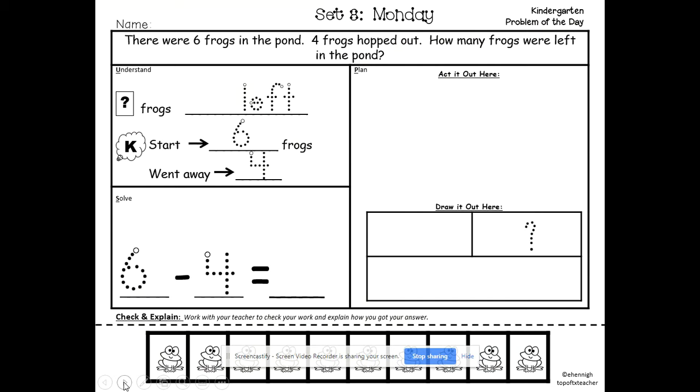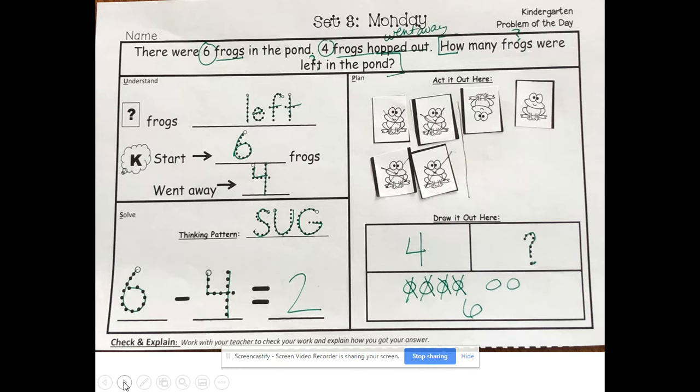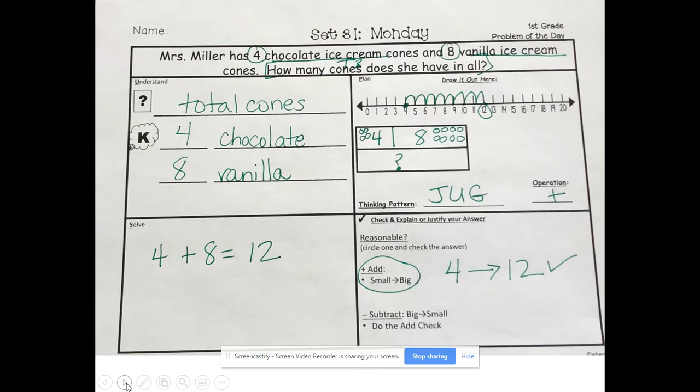This is what it might look like when they're doing subtraction in kindergarten or even the beginning of first grade. And you can see that some frogs, they're asking for frogs left. So it might look like this when they're done. And they were separating unequal groups instead of comparing or joining. They're separating two unequal groups because these 4 popped out. And so those are separated from the big group of 6. And then they drew it out here. They could also draw a picture here with their circles if you wanted them to.